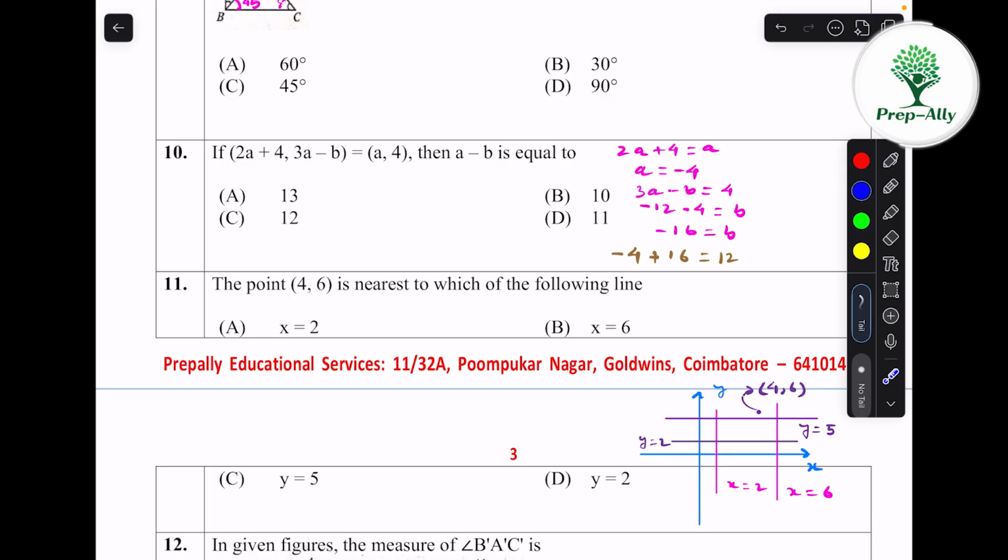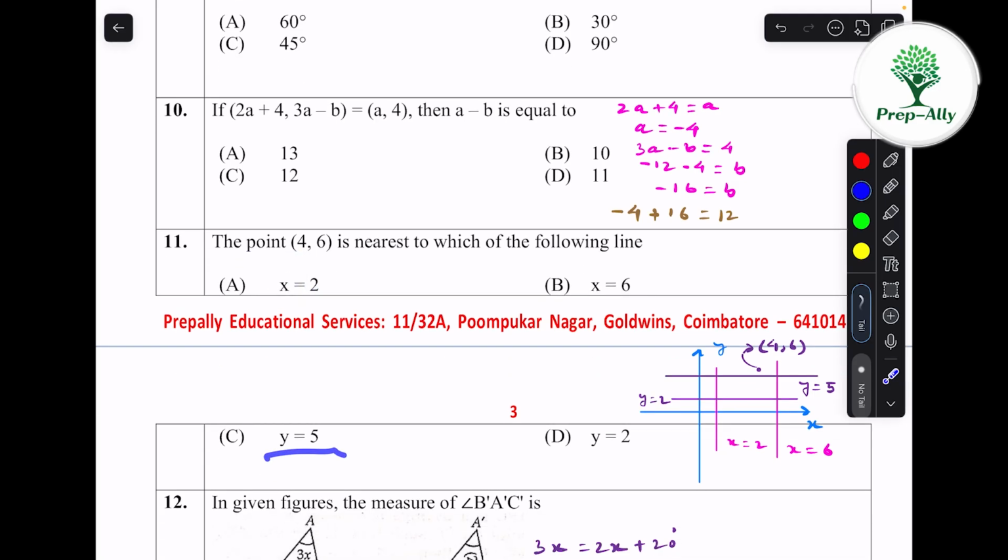See how to solve this question. And the question is, the point is nearest to which of the following lines, right? x equal to 2, x equal to 6, this and this, right? So I will draw all these lines. Suppose this is x-axis, this is y-axis. So this is y equal to 2. Okay, this is y equal to 5, x equal to 2, x equal to 6. So now see here, the point (4, 6) is 1 unit above y equal to 5, and 2 units before x equal to 6. So from this line it is far, also from this line it is far. So it is nearest to this line, y equal to 5. Okay, so y equal to 5 is the answer.